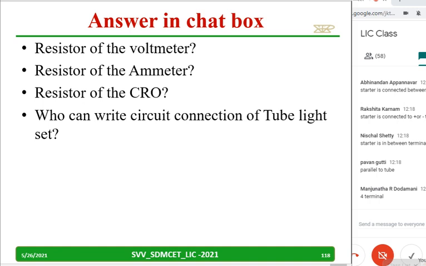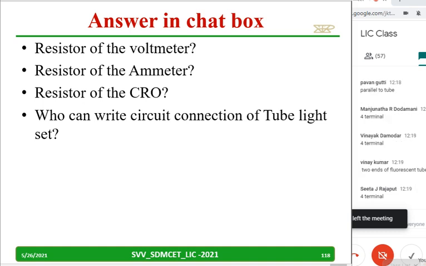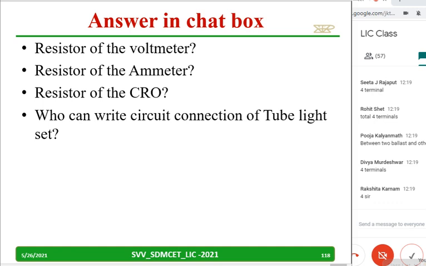4 terminals, Manjunath, that is correct. The tube will have 4 terminals, and let me know where the connection is. 4 terminals, 2 at each end of the fluorescent tube. Vinay Kumar is telling something. I'm very happy with Vinay Kumar. Very good. Think on that.